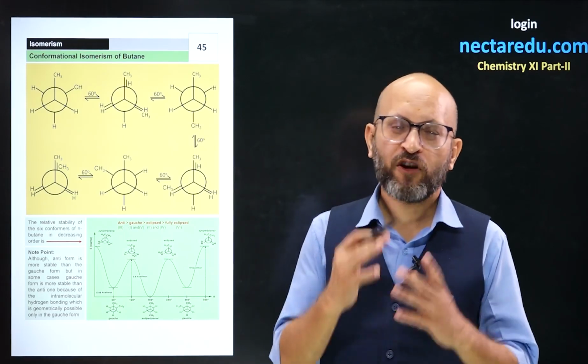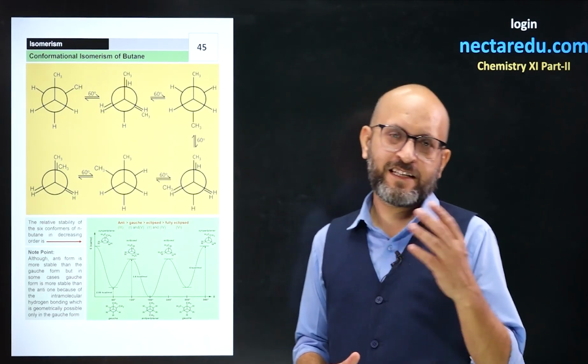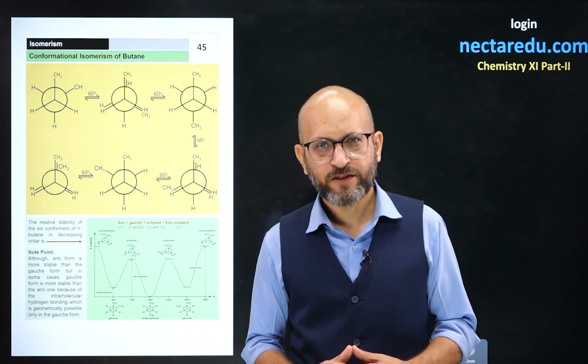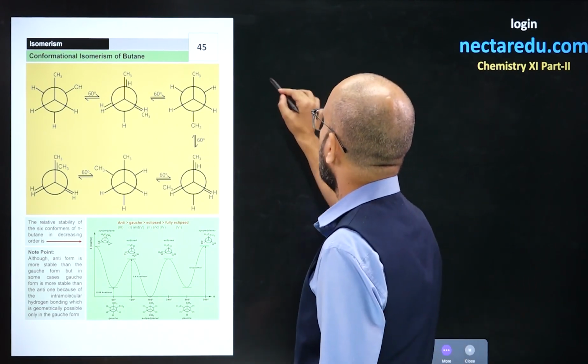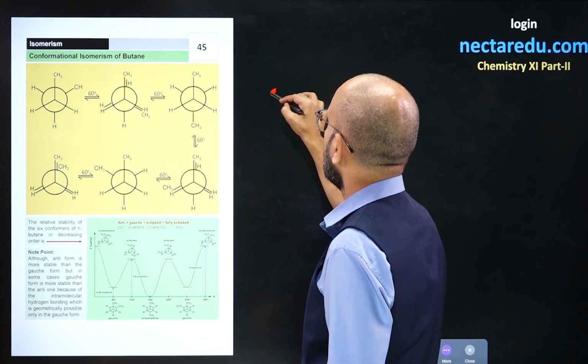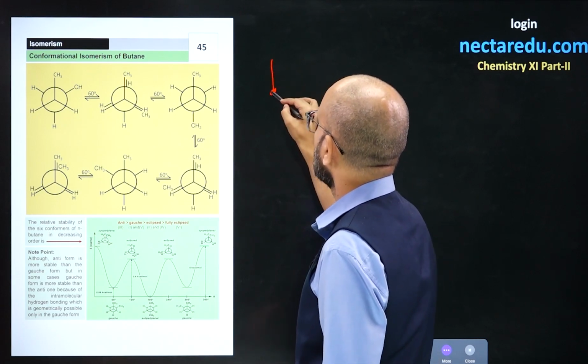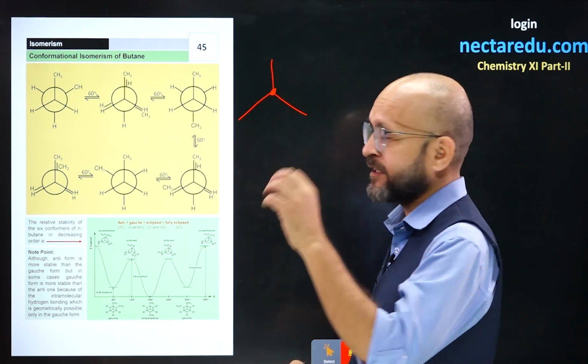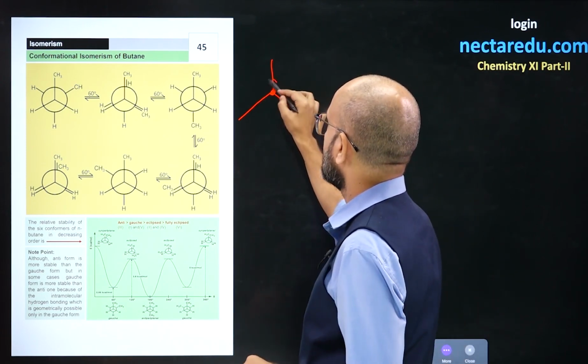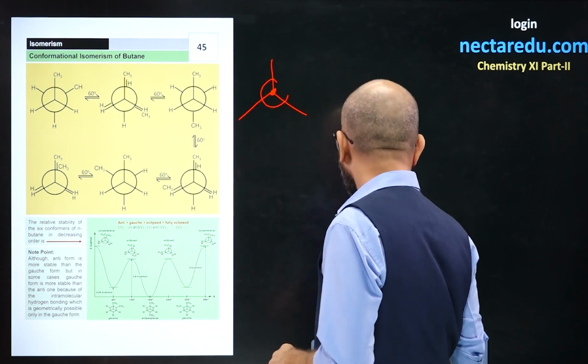Let us draw some conformers of butane and see what the stability order is for them. Alright, so let's check out. I have butane and I am drawing conformers for butane. I have taken C2 and C3, the second carbon and the third carbon. I have taken the second carbon out here.